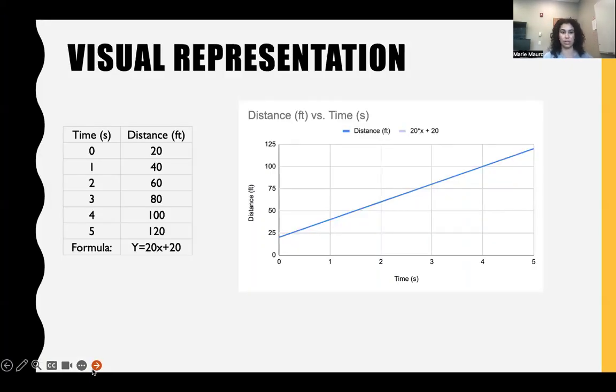So this is a visual representation of a linear formula and its graph. So again, this is time over distance, a very common linear function that we see in science. And as you can see here, the time changes by every second. And as that happens, the distance changes by 20 feet. And so you can see here that the y-intercept is 20, and at 20, x equals 0. So again, the formula is y equals 20x plus 20 because the slope is that it changes every 20 feet, and so therefore it would be 20x.